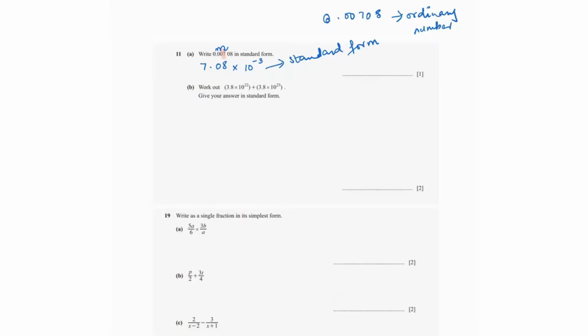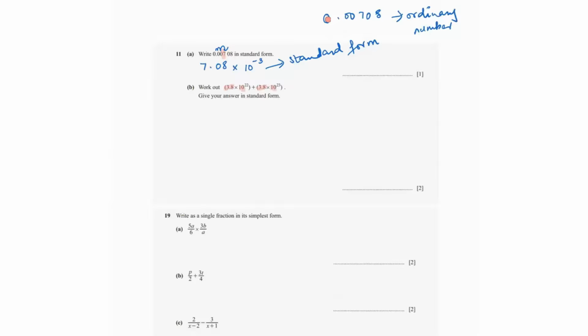Then work out 3.8 times 10 to the power of 22 plus 3.8 times 10 to the power of 23, giving your answer in standard form. So you have to keep in mind that we cannot use a calculator in this paper. So how will you solve this question? You have to identify what's common between both of these brackets. So we can clearly see that we have a 3.8 common, and then we have a 10 common, but the powers are different.